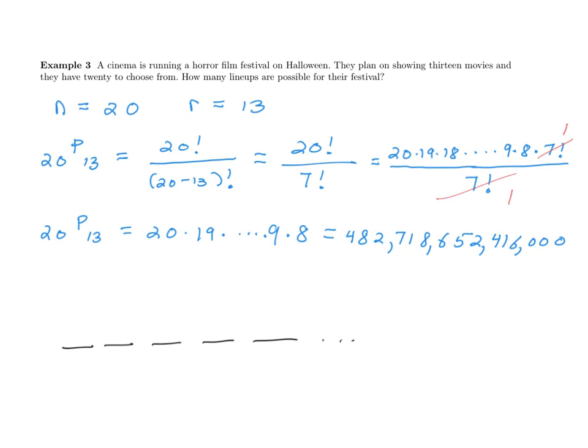And then the choices for the first spot would be 20, then times 19, 18, 17, and 16. And what you'd see is you actually end up with this expression right here: 20 multiplied all the way down to 8, which is 13 total spaces. So whichever method you choose, both will work.